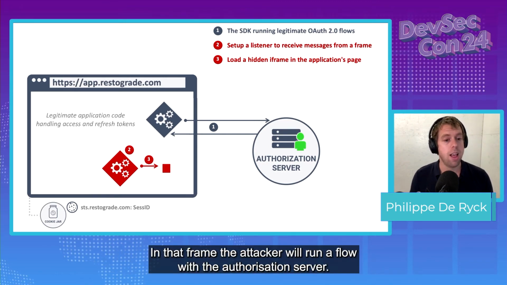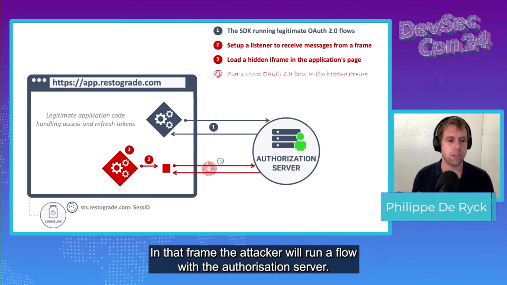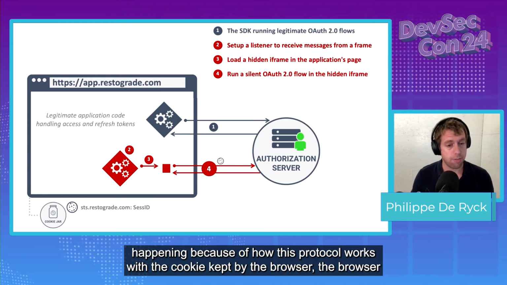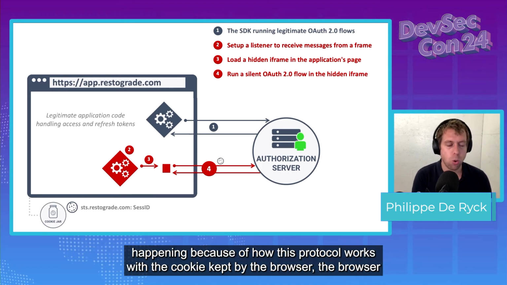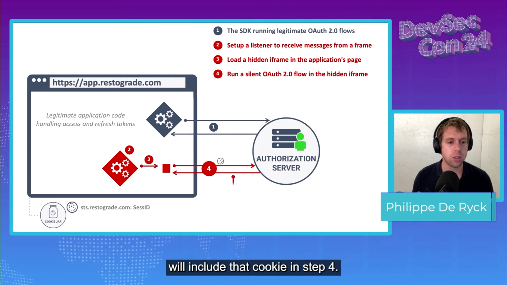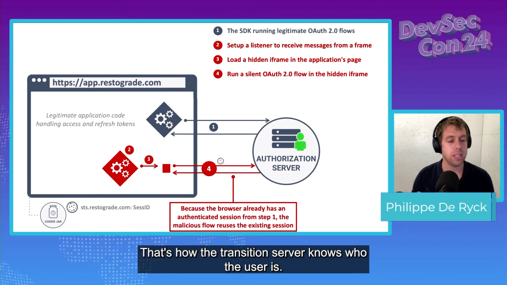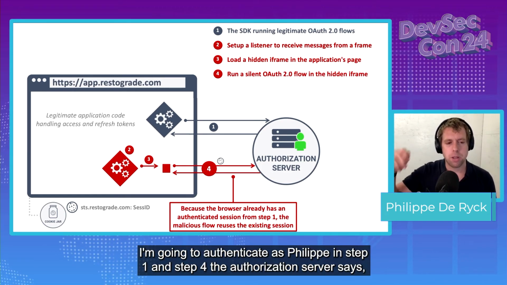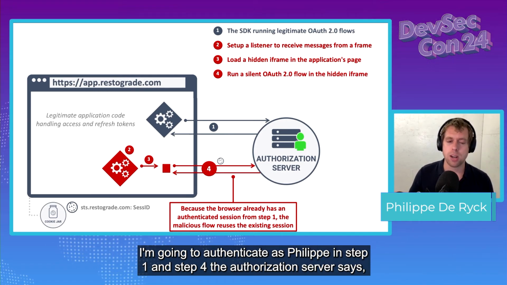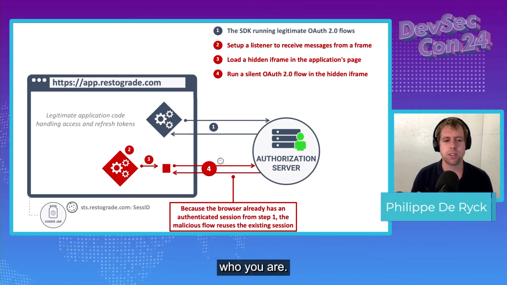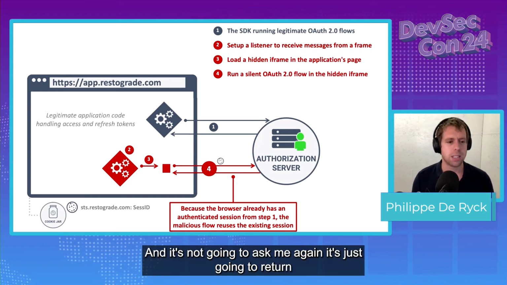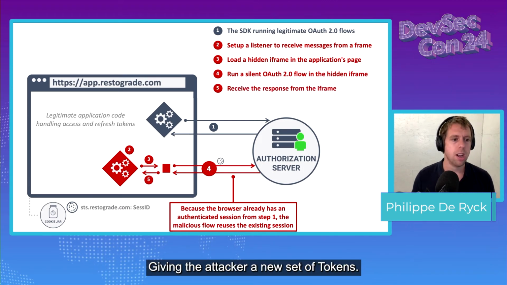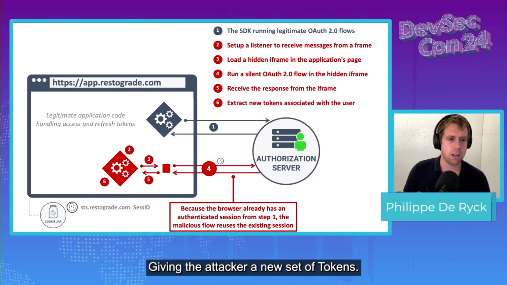And in that frame, the attacker will run a flow with the authorization server. And in step 4, there's something very crucial happening. Because of how this protocol works, the cookie kept by the browser will be included in step 4. That's how the authorization server knows who the user is. When I'm running this in my browser, I'm going to authenticate as Philippe in step 1. And in step 4, the authorization server is like, I know who you are. You were Philippe 10 minutes ago. So welcome back. And it's not going to ask me again. It's just going to return tokens, well, a code, which are tokens, and so on and so on, giving the attacker a new set of tokens in step 6.